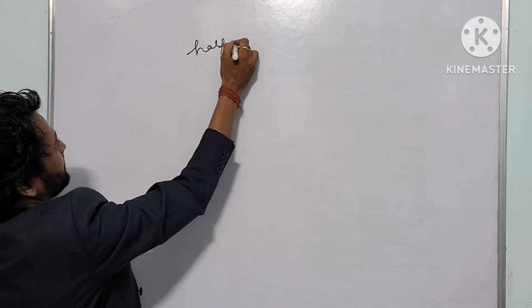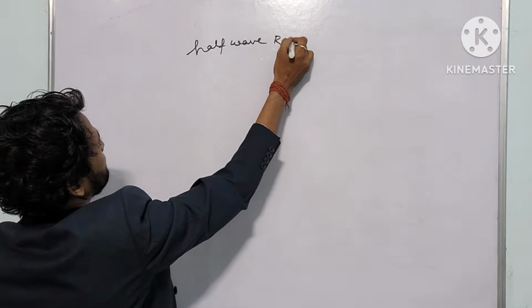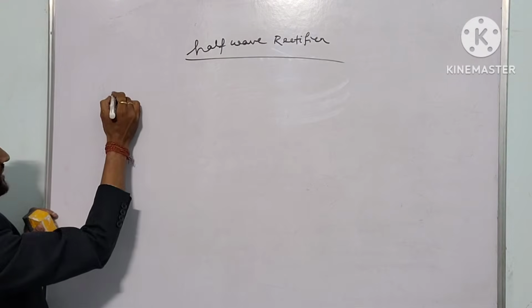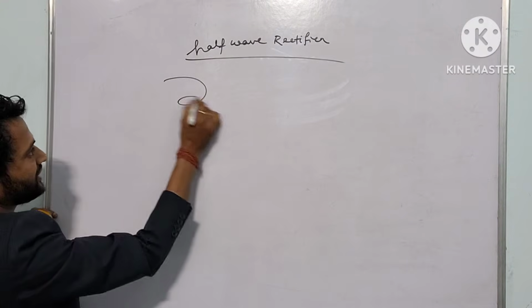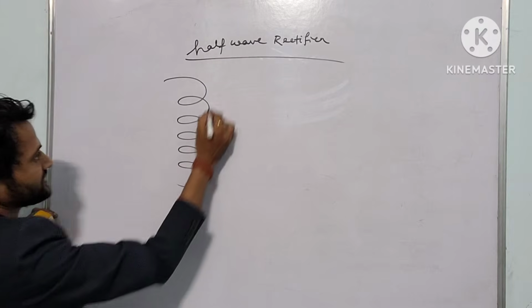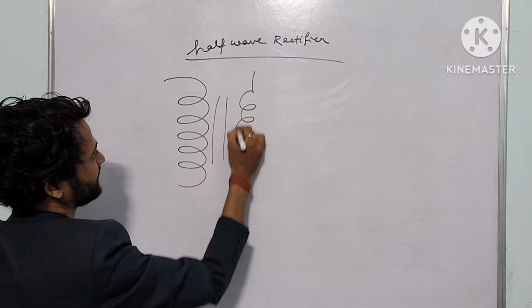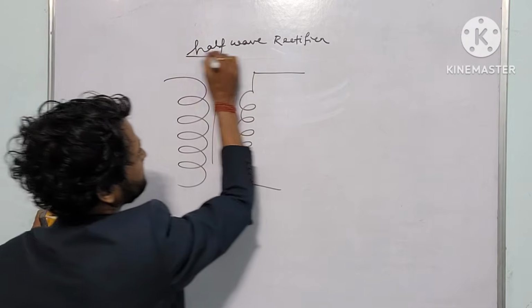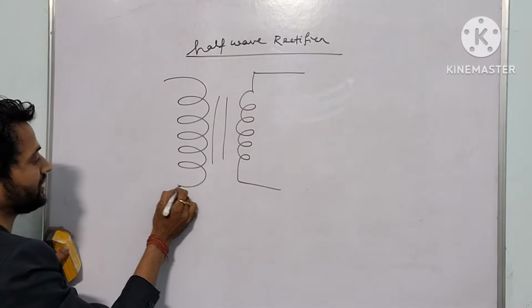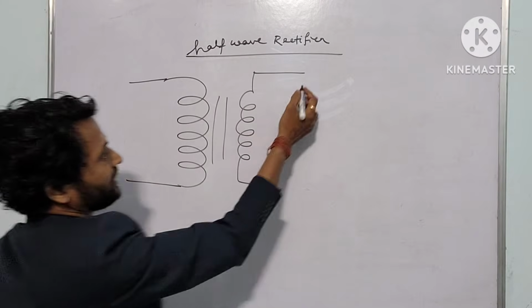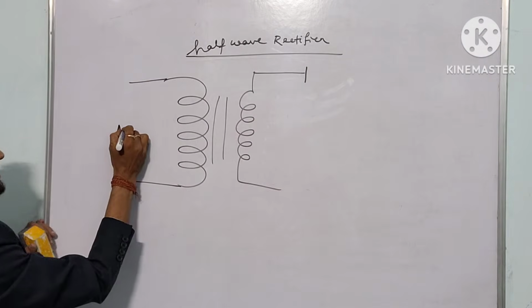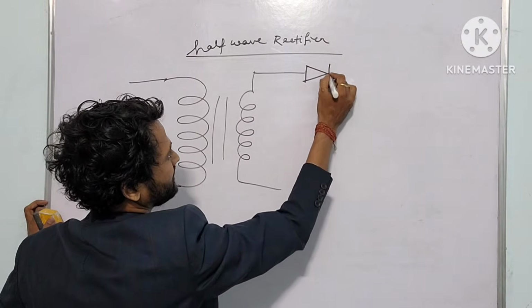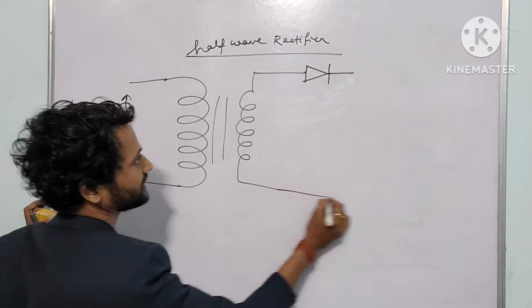So, half wave rectifier. Okay? So what is the circuit diagram? The circuit diagram is, here one transformer is there. The work of a transformer is to step up and step down. So here the work of the transformer is to step down the voltage. Here the input voltage is AC. So we are connecting one diode here, only one diode, right?